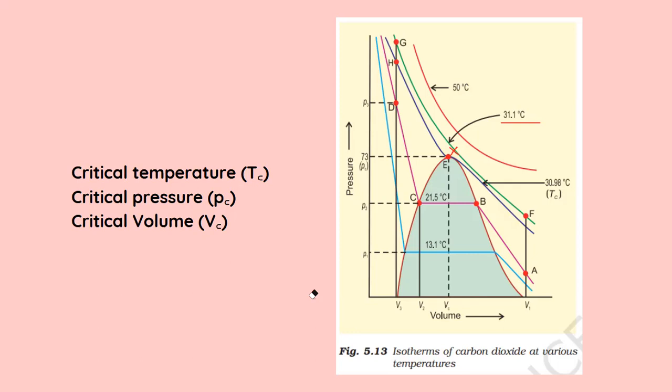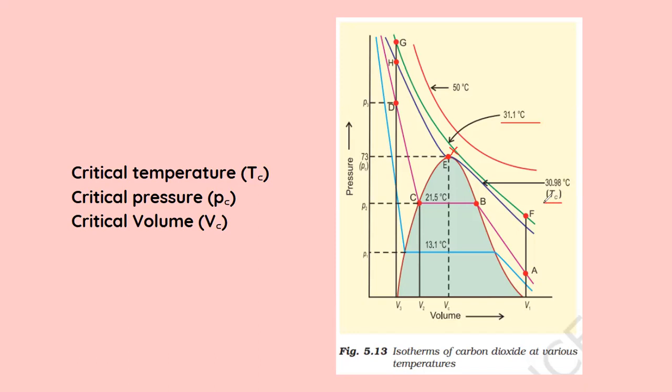So what was observed was that beyond this 30.98 degrees Celsius, no matter how high the pressure was, the gas refused to get converted to a liquid. And that's why this particular temperature is called the critical temperature. When gases are present below their critical temperature, they are called vapors. So the temperature above which, no matter how much pressure is added, even if it is very high, the gas will not get converted to a liquid, is called the critical temperature.